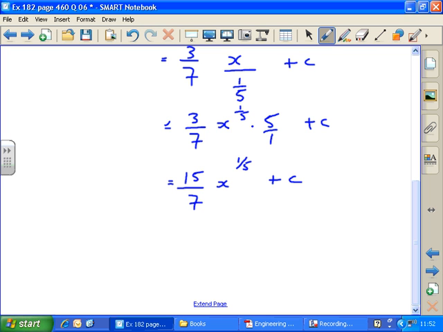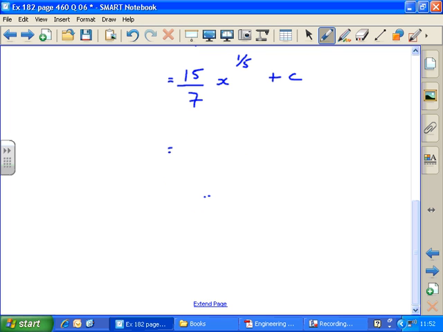And finally, recognizing that the power of 1 over 5 can be written as the 5th root, this becomes 15 over 7 times the 5th root of x plus c. And that's the solution.